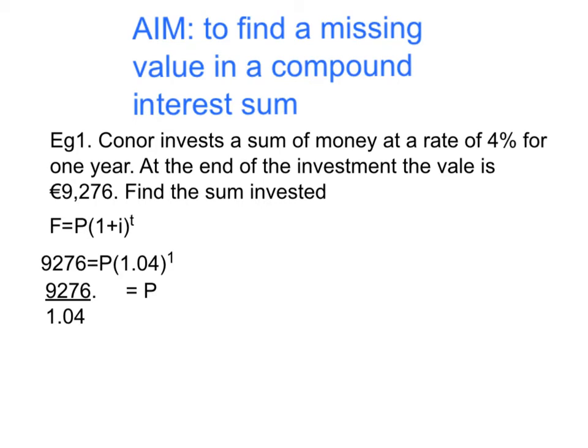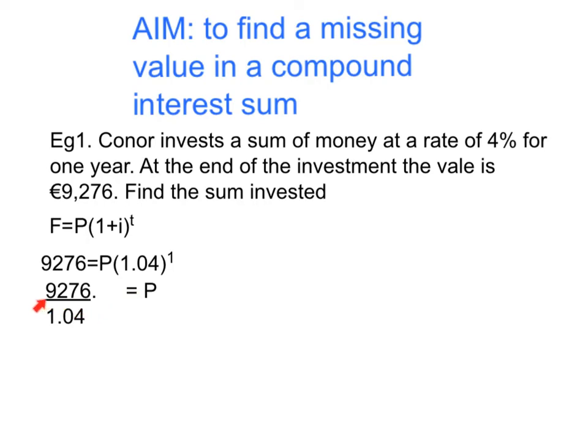So what I've done here is the 1.04, that was multiplying. And remember, the opposite action to multiply, I'm going to bring it across the equal sign and it becomes a divide. So it's 9276 divided by 1.04, and that's equal to the principal. As I said already, to the power of 1 just means it's not multiplied by anything. If it was a power of 2, it'd be something a little bit different, but we'll get on to those next year. So at the moment, it's simply bringing 1.04 across and dividing. And that's what's equal to the principal.